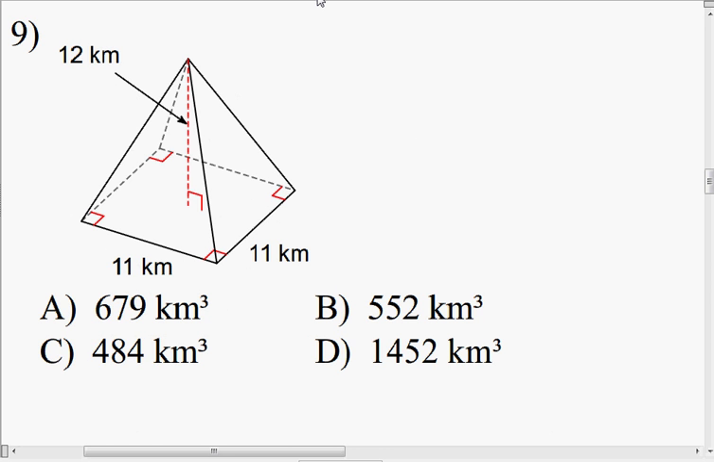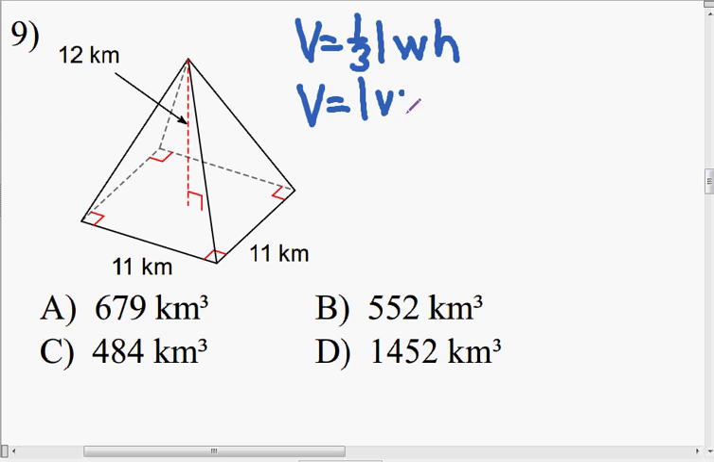So volume equals 1/3 length times width times height, or length times width times height divided by 3. So instead of multiplying by 1/3, I'm going to divide by 3. I get the same answer.